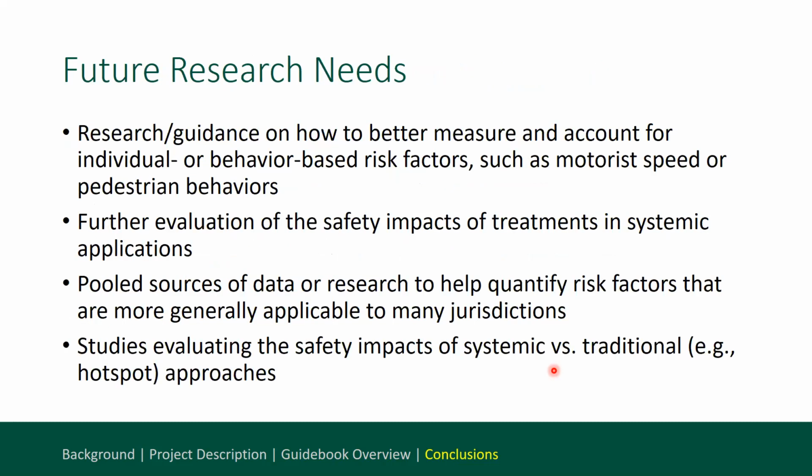We talk about some future research needs as well. Those future research needs are related to evaluation, related to behavior-based risk factors such as speeding and pedestrian crossing behaviors, and evaluation of safety impacts of treatments and systemic applications. We haven't really been doing a lot of systemic applications. We've been doing mostly countermeasures that are implemented based on hotspot chasing. So systemic safety is still relatively new, so we need to do more research on the evaluation piece.